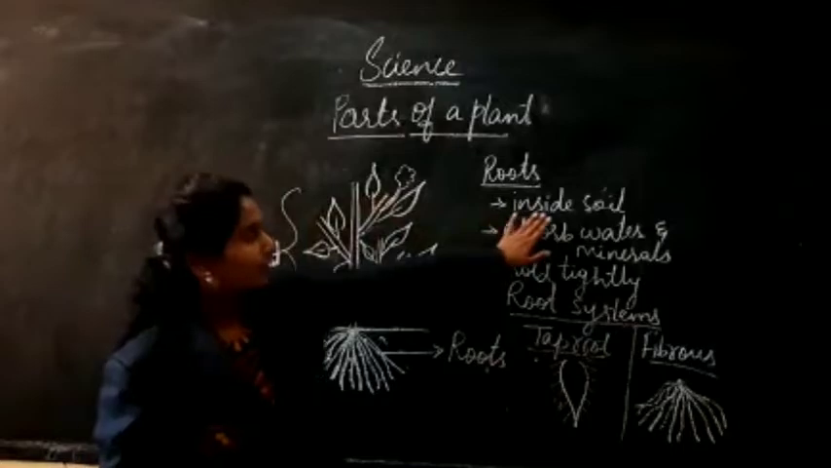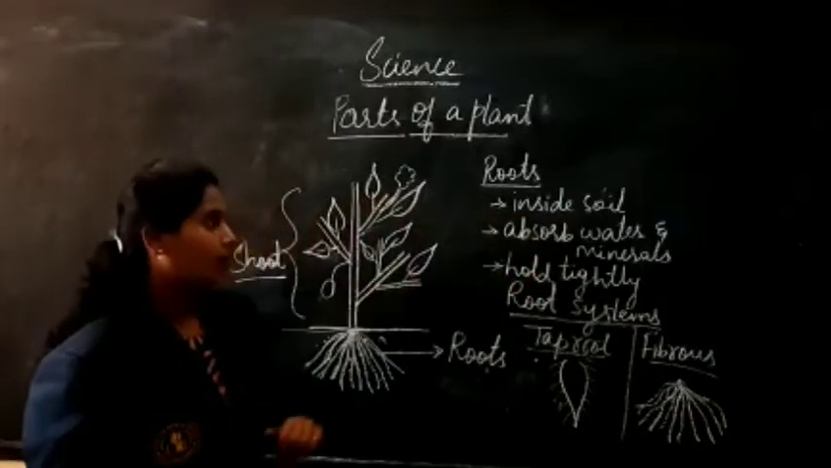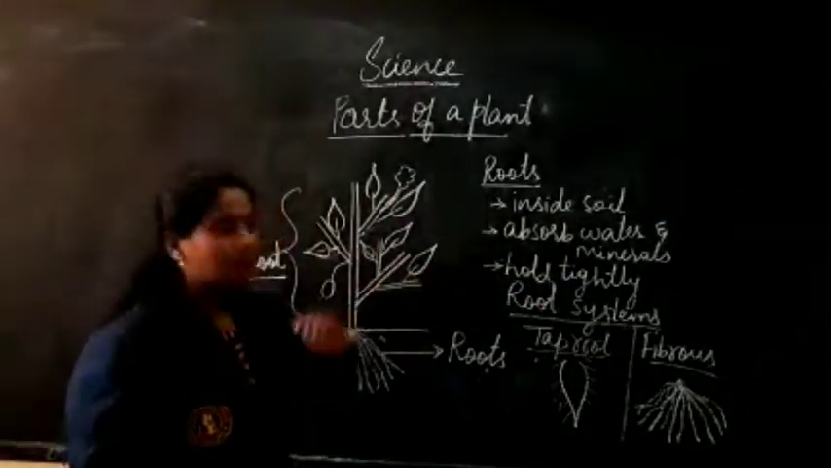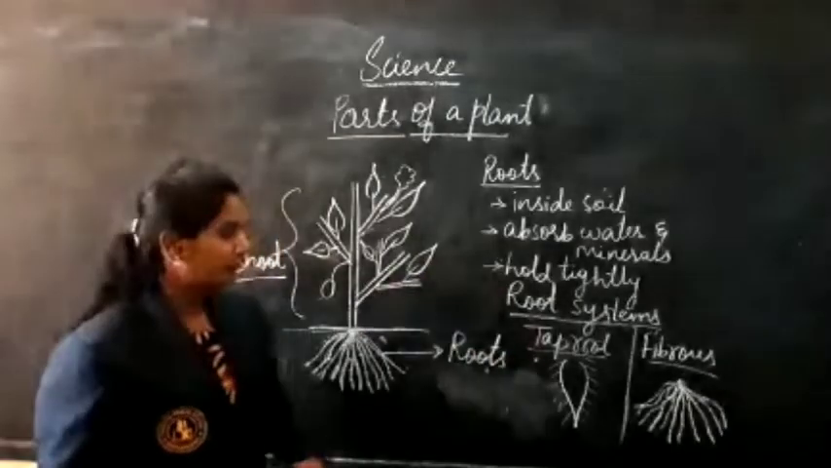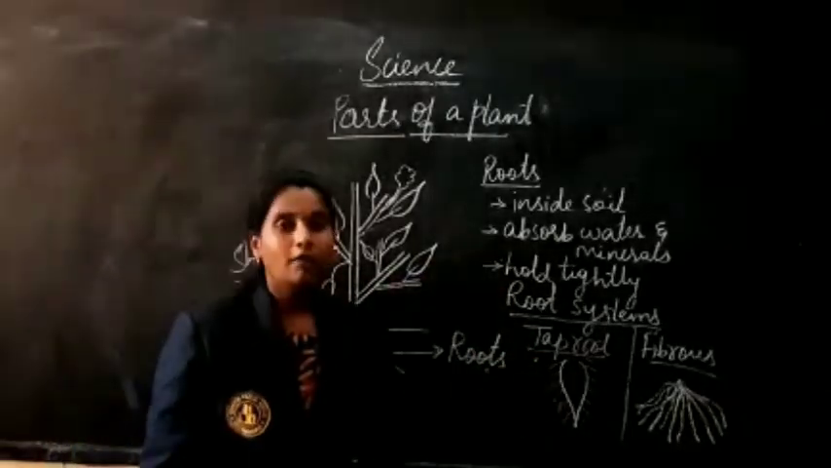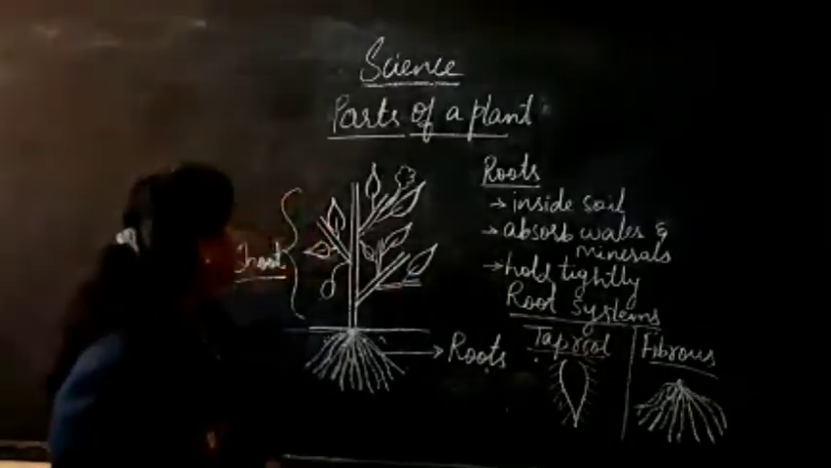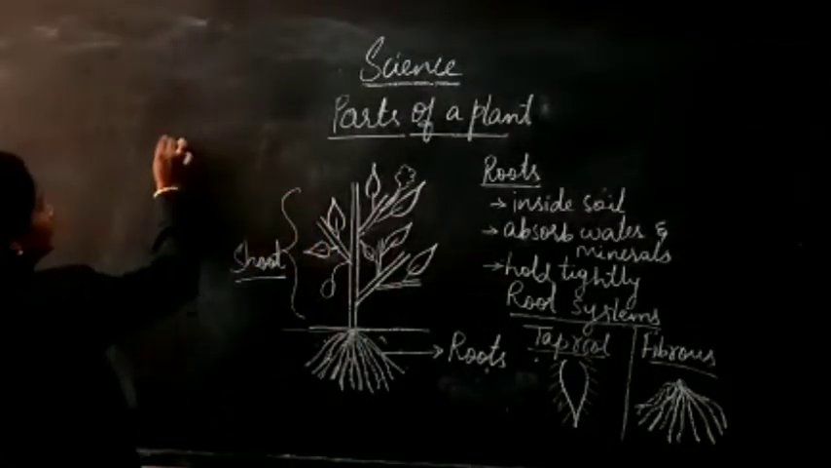Okay, roots present inside the soil absorb water and minerals from the soil, hold the plants tightly, and consist of two types of root systems, like taproot and the fibrous root system. Next we are going to see about a stem.